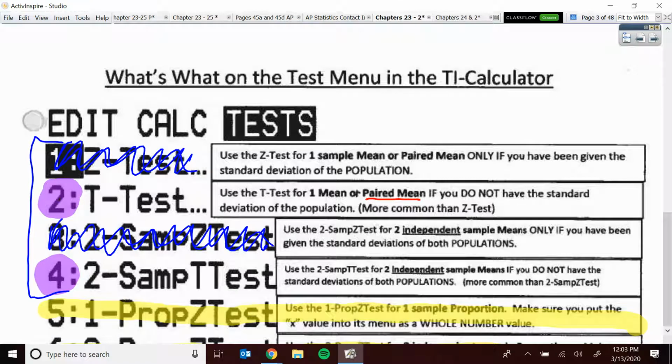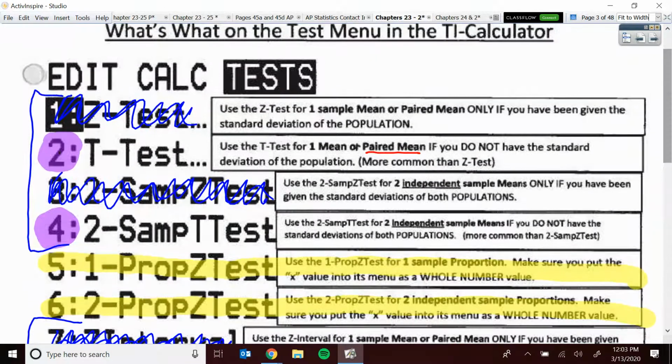So let me go over the calculator, making sure we know where to find it. So here's your menu. The thing I want to make sure we understand is that if it doesn't say proportions, it's about means. Numbers 5 and 6 are about proportions. So numbers 1 through 4 are all about means.